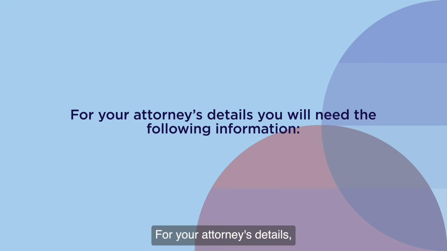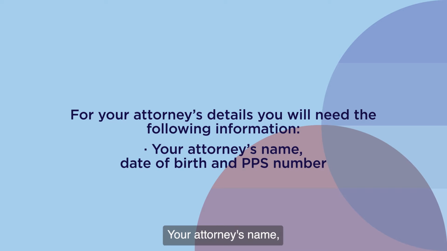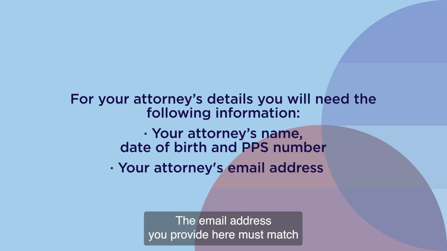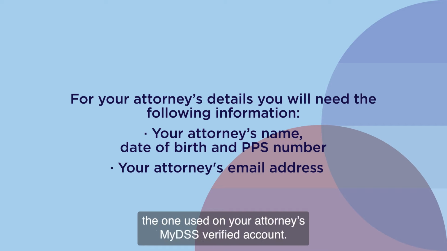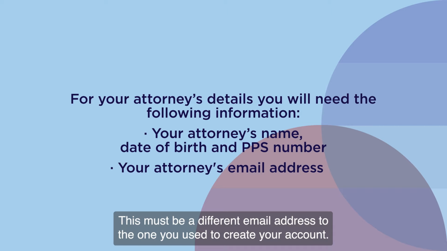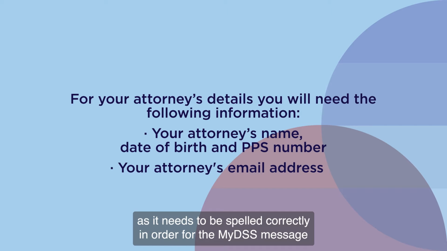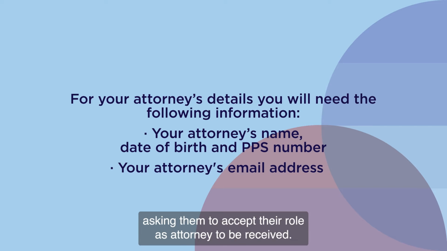For your attorney's details, you will need the following information: your attorney's name, date of birth, and PPS number. Your attorney's email address. The email address you provide here must match the one used on your attorney's MyDSS verified account. This must be a different email address to the one you used to create your account. Please take care when entering your attorney's email, as it needs to be spelled correctly in order for the MyDSS message asking them to accept their role as attorney to be received.